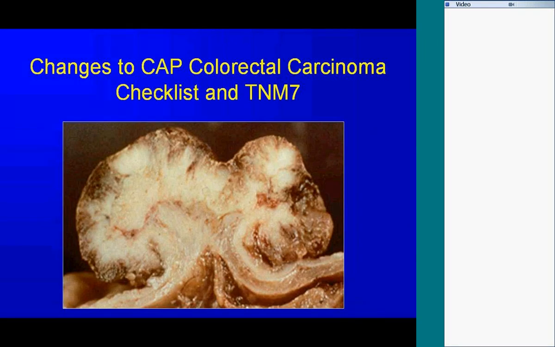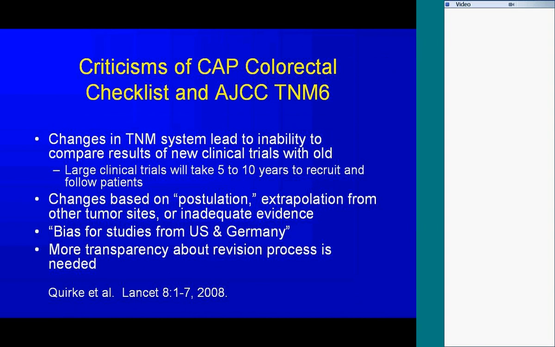But my focus today is to talk about the changes to the CAP colorectal carcinoma checklist and put that in context of the changes to the 7th edition of the AJCC staging manual. There have been, in fairness, criticisms of the CAP colorectal checklist and of the AJCC, particularly the 6th edition of the staging manual. And I draw your attention to this article by Phil Quirk, a pathologist in the United Kingdom, who published in Lancet in 2008 a number of concerns about the process by which these systems are changed.